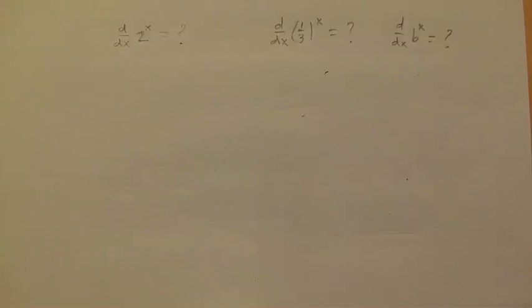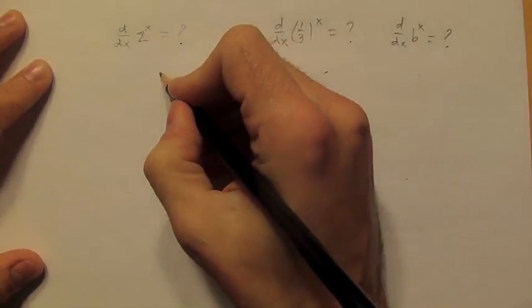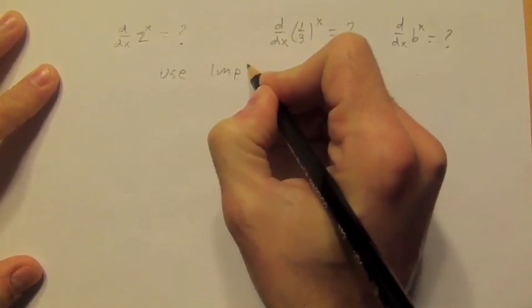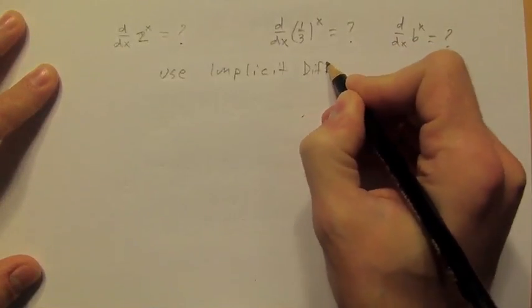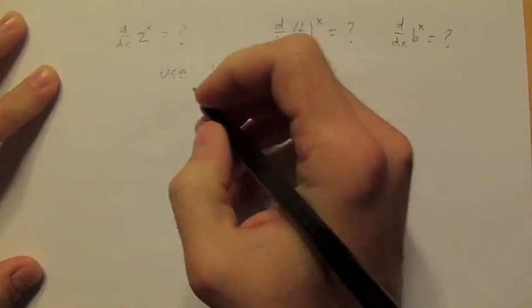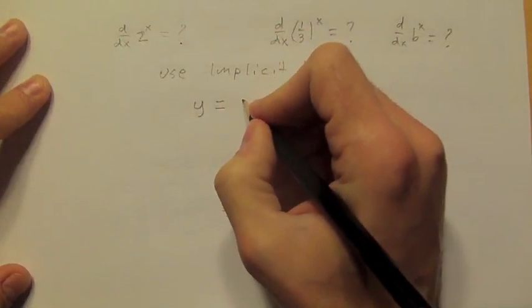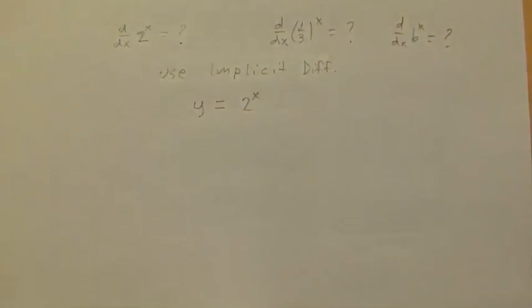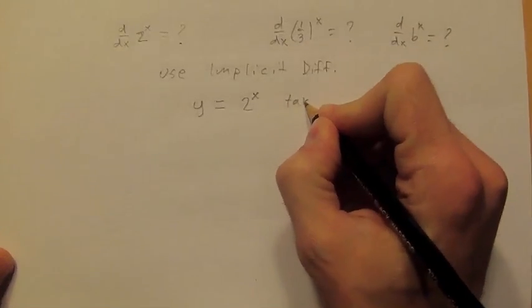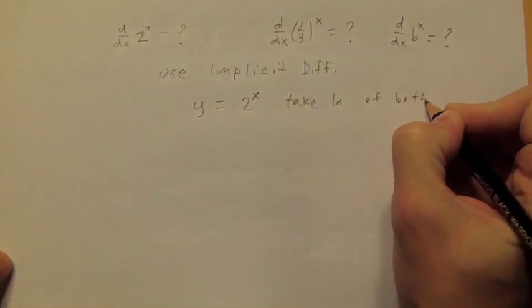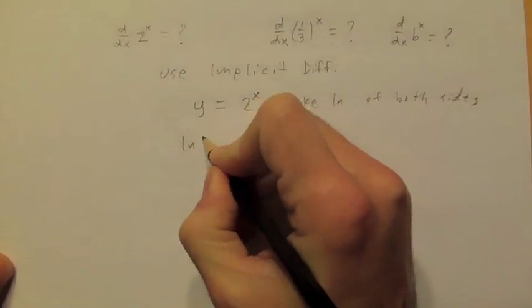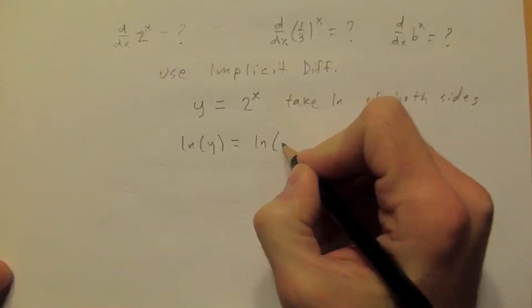Okay? And the answer, well, we're going to use implicit differentiation. So we'll start with, let y equal 2 to the x. Let's actually use a number to start with. Now, I can't just take the derivative because I don't know what the derivative of 2 to the x is. So let's take the natural log of both sides. Okay, so I'll get the natural log of y is equal to the natural log of 2 to the x.